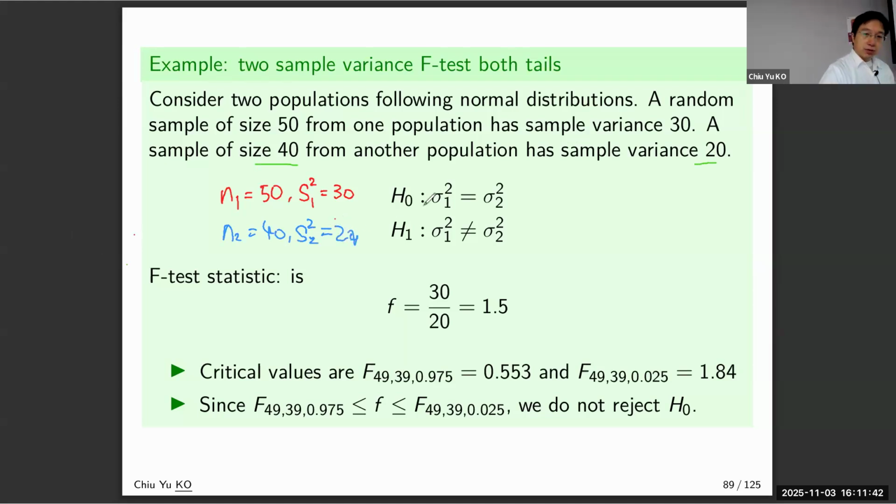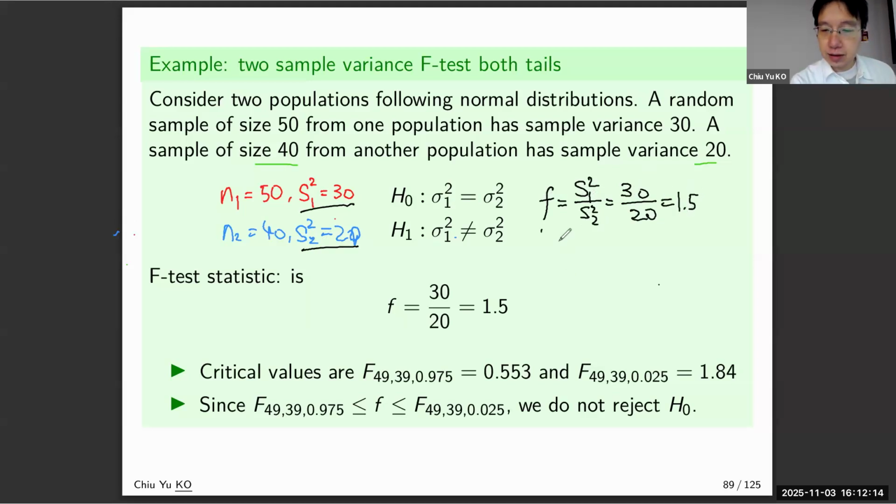So the question is how can you test this? And it's very simple. The F statistic is just S1 square over S2 square. Rather simple. So we just take the ratio of these two, say 30 over 20, which is 1.5. And the F distribution will look something like this, I guess.